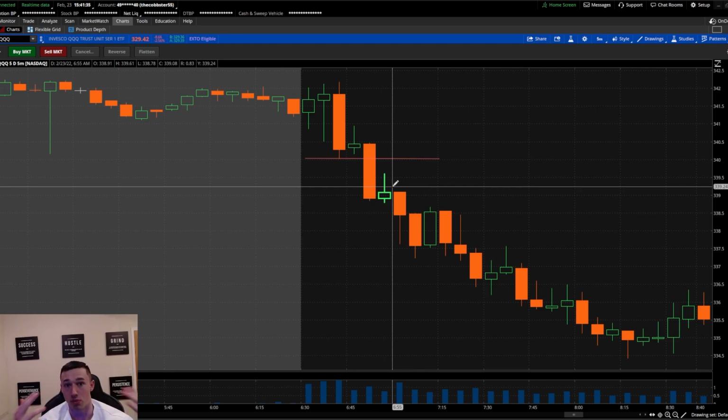When support breaks, it turns to resistance. So again, we buy calls at support, and once we break that support, we buy puts below to short down. Vice versa, we hit resistance up top, we buy puts, we break that resistance over, we buy calls.